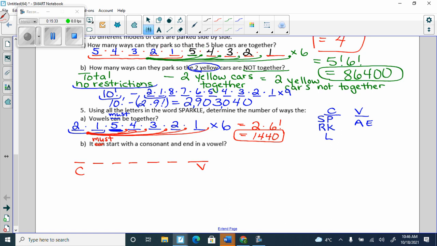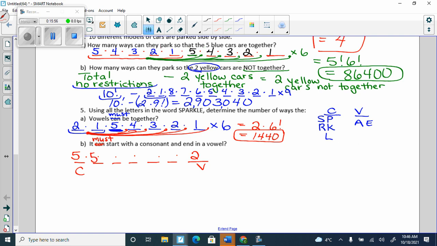How many consonant options do I have? 5. How many vowel options? 2. How many letters have I now placed? 2. 1 in the first blank, 1 in the second blank, right? Do I have any restrictions on the 5 in the middle? No. So how many options do I have for this blank here?